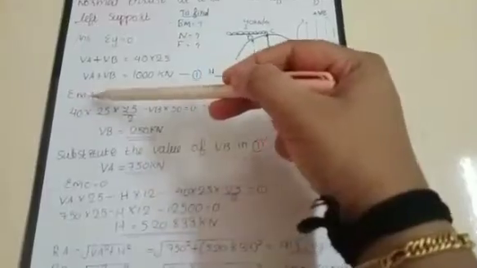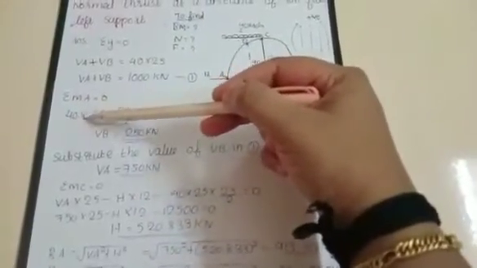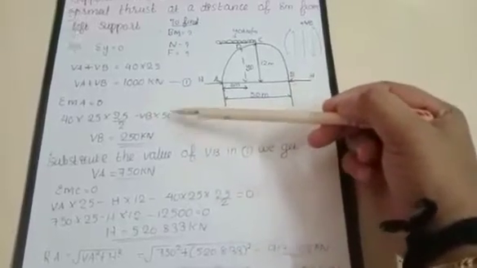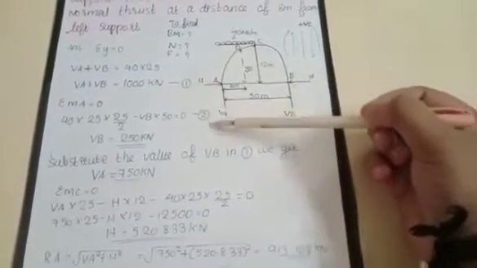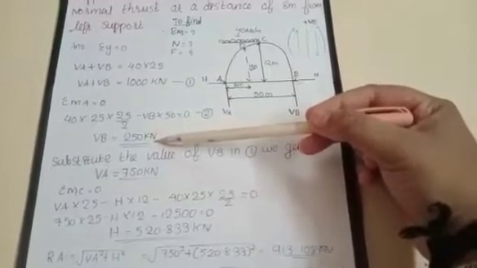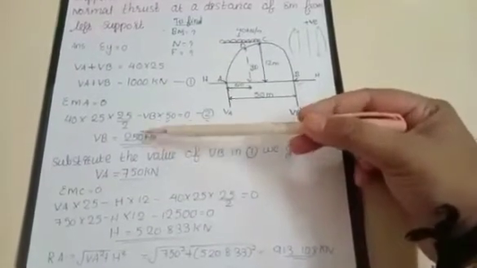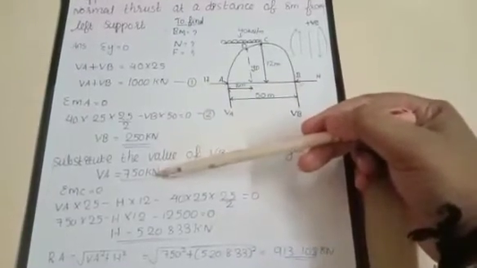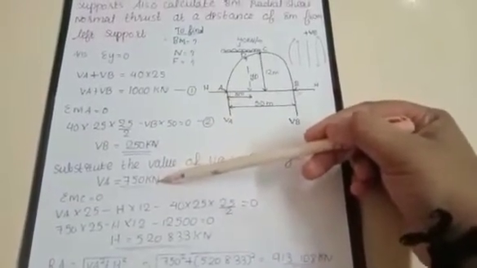That is sigma MA equal to 0. 14 into 25 into 25 by 2 minus VB into 15 is equal to 0. This makes equation 2. VB equal to 215 kN. Substituting the value of VB in equation 1, we get VA equal to 715 kN.